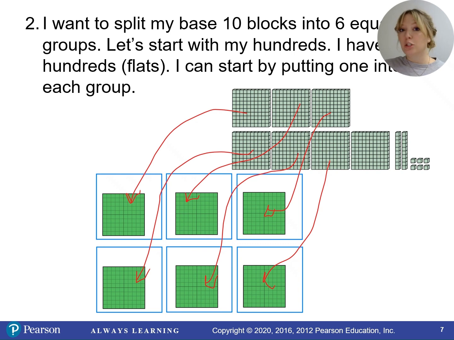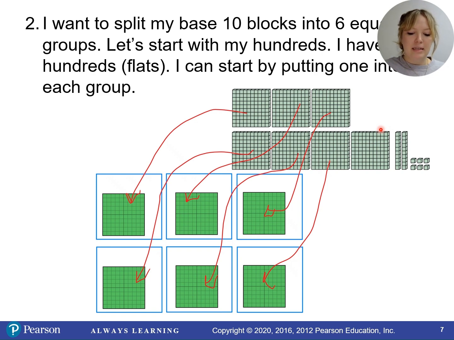I'll start with my hundreds. I have 7 hundreds or flat blocks, so I can put 1 into each group to start with. So this one gets put into this group, this one gets put into this group, and we keep going, kind of handing out the hundreds blocks to each of the 6 groups.